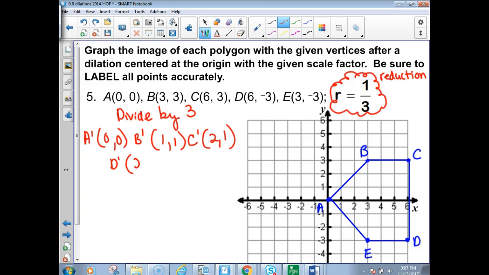D prime is going to be 2, negative 1. And E prime is going to be at 1, negative 1. So get busy labeling and plotting. Oh, let's see, where B went to 1, 1. B prime. 2, 1, C prime. Wow, this is tiny. 2, negative 1 for D prime, and 1, negative 1, E prime. So I got one tiny little figure to draw there. But it stayed inside the other one because it shrunk towards the origin. And A was at the origin, so it didn't move.